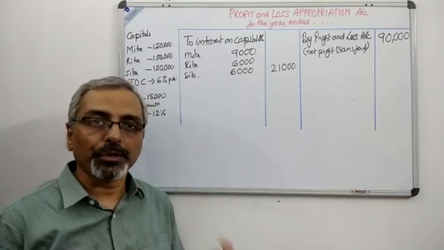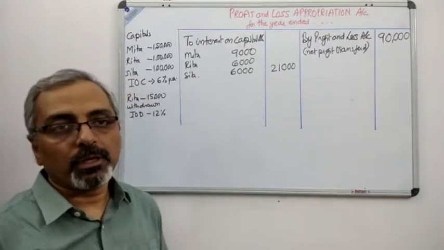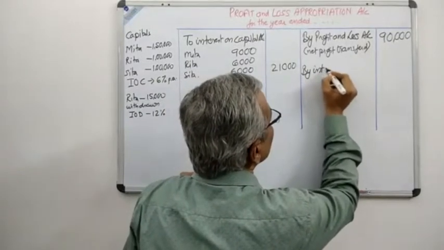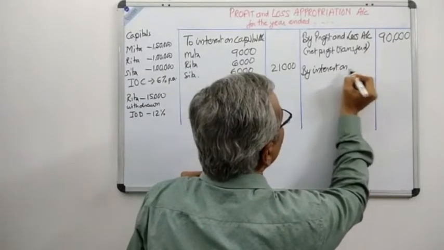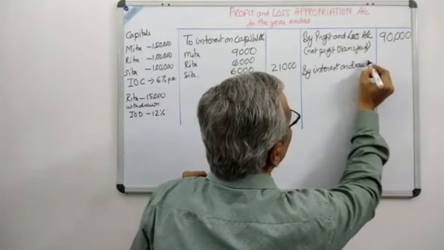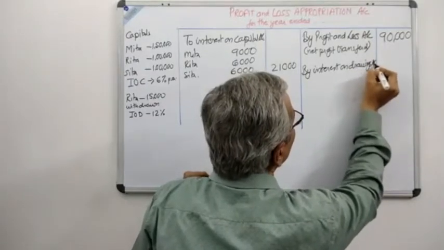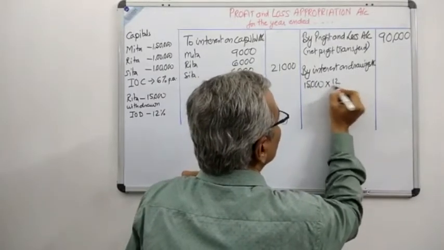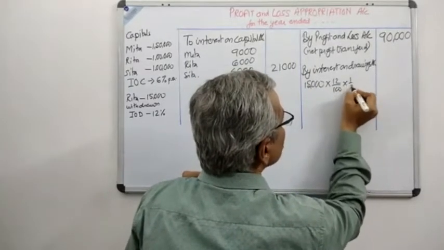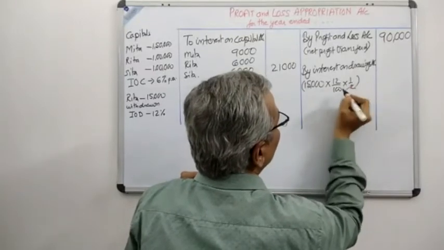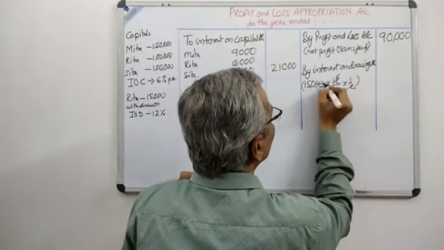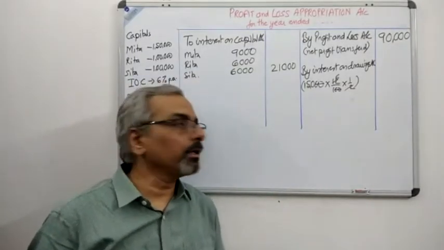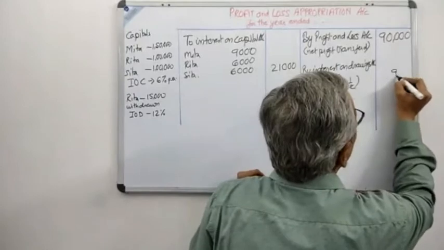Now let us move on to the credit side and let us see what will be the interest on drawing. So by interest on drawing account, there is only one partner who has withdrawn 15,000, at 12%. Date is not mentioned, therefore it is always for half year. So we are doing this calculation over here. You may do it, you may not do it. You can use your calculator and you will find that the amount is coming to 900.